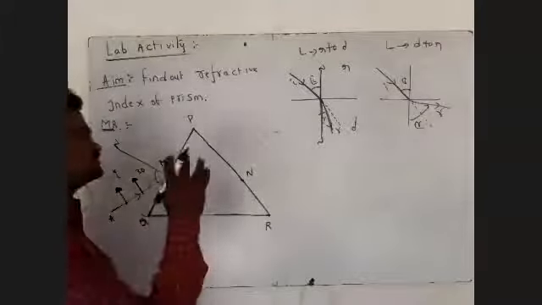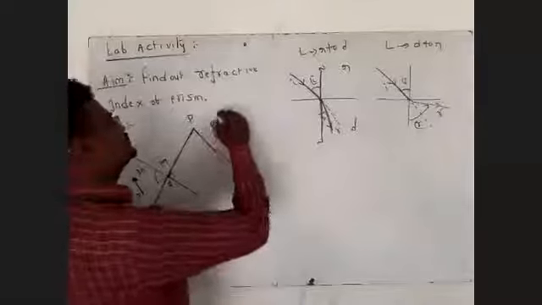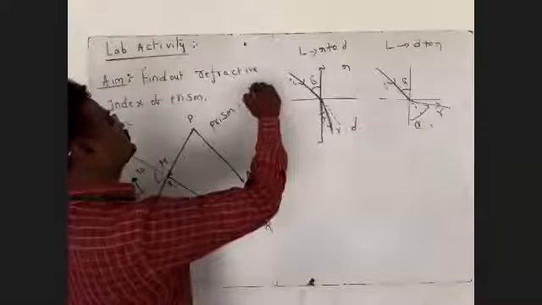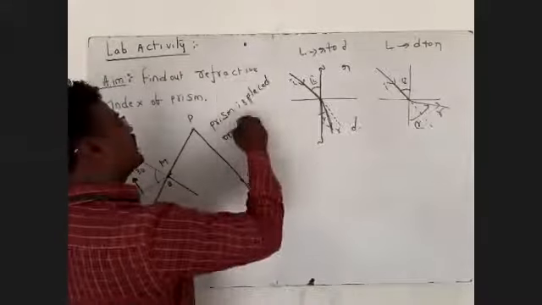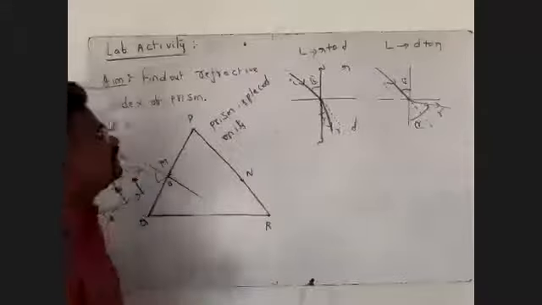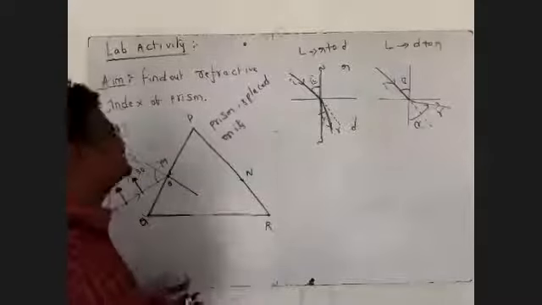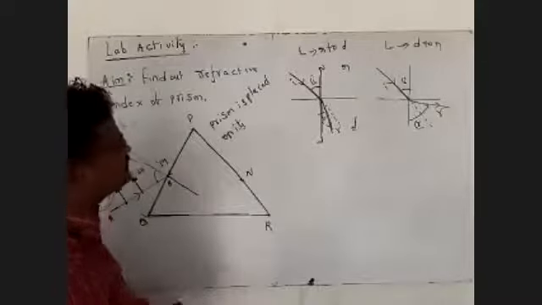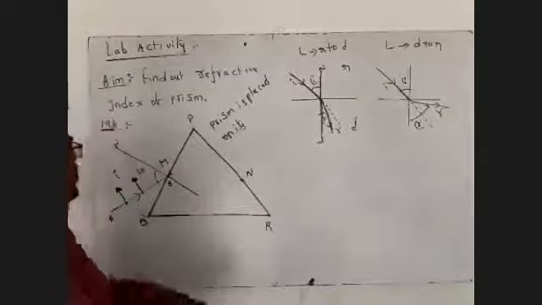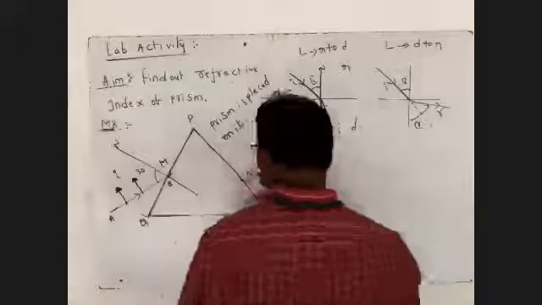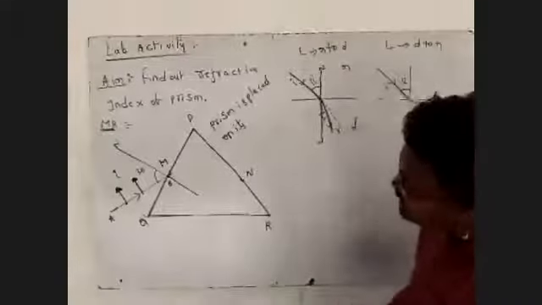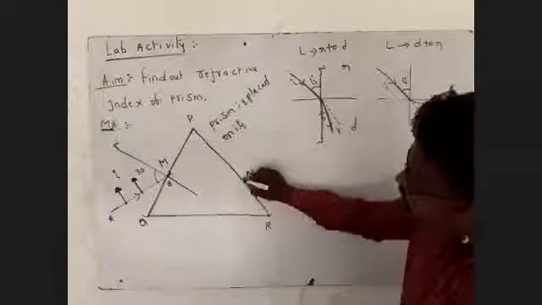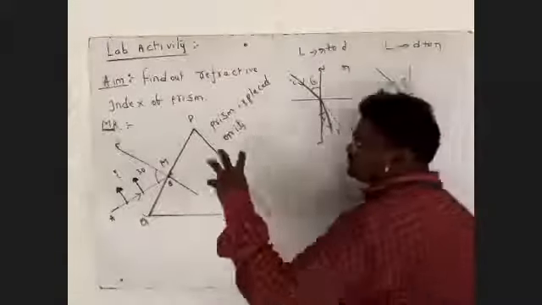Now we take the prism and place it on the outlines. Okay, now the prism is present at this place. Prism is present means I'm looking to here. This is a line. So the prism is present here.